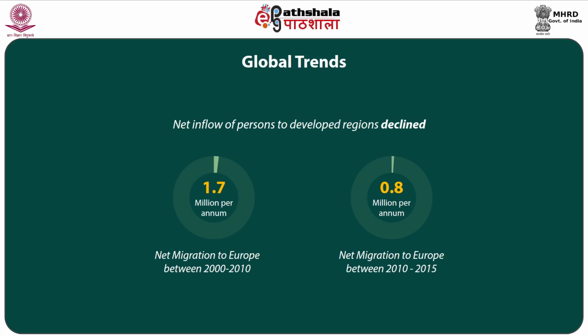After 2010, the size of net inflow of persons to developed regions declined for the first time in 5 decades, and it fell to 2.3 million per year between 2010 and 2015. Much of the recent decline in the net flow of migrants to developed regions was primarily due to a reduction in net migration to Europe that declined by over half. The level of net migration to Northern America and Oceania was stable between 2000 and 2015.